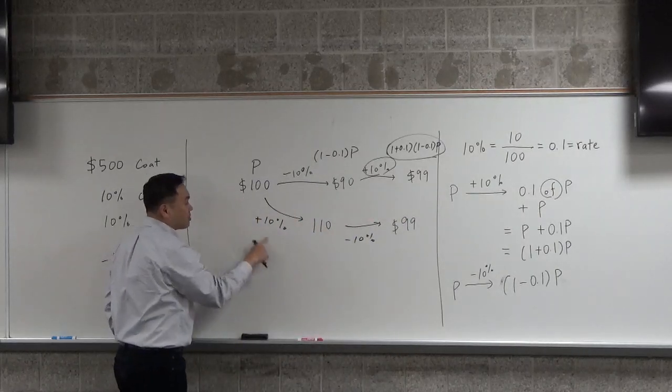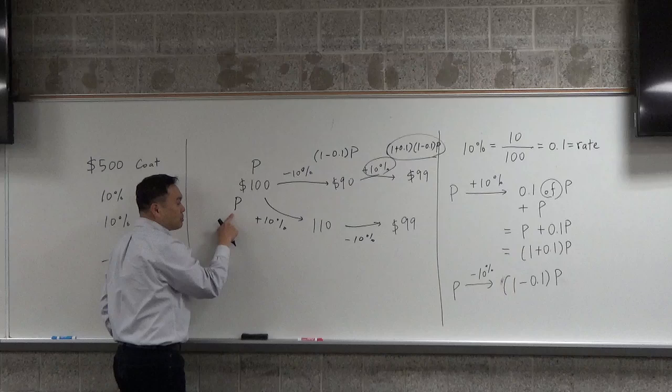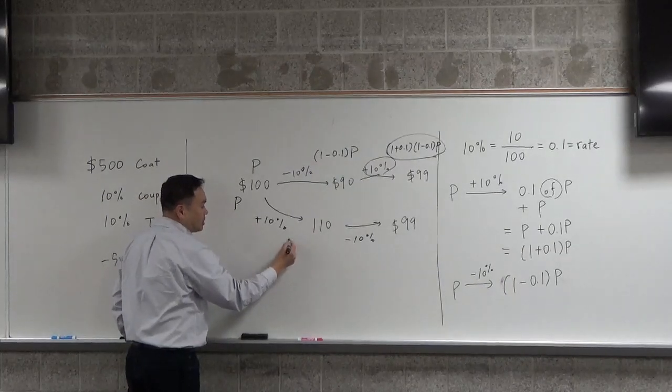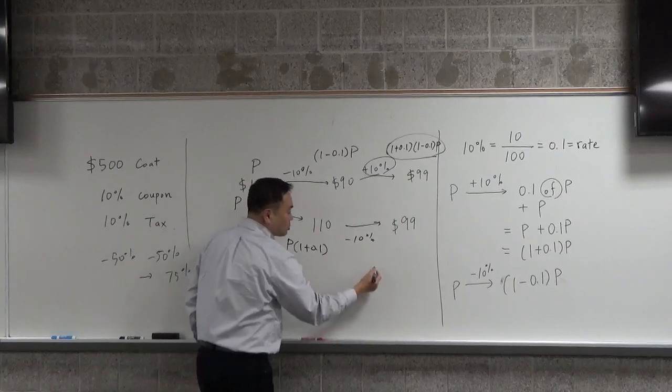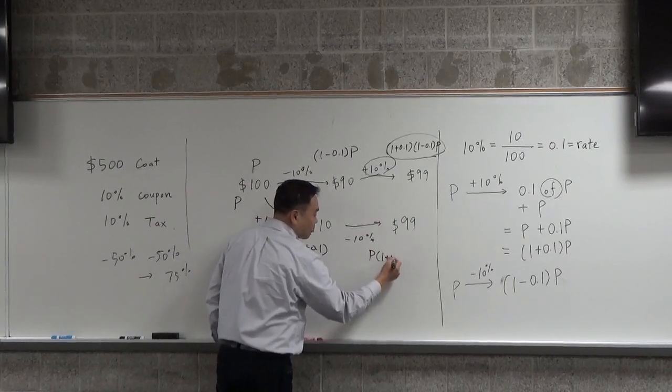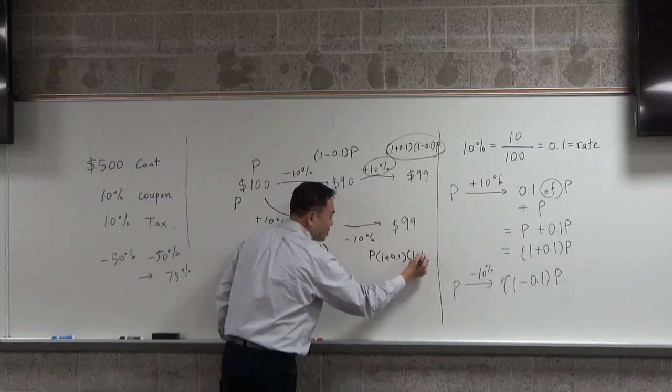On the other hand, here what you have is original P, and then P times (1 + 0.1), and then this one would be P times (1 + 0.1) times (1 - 0.1).